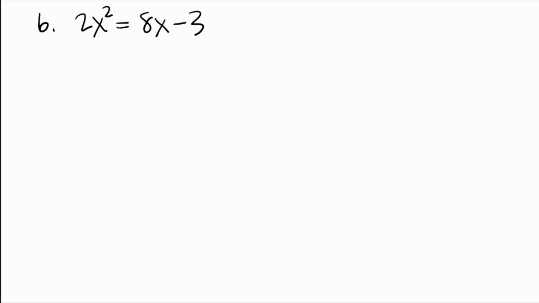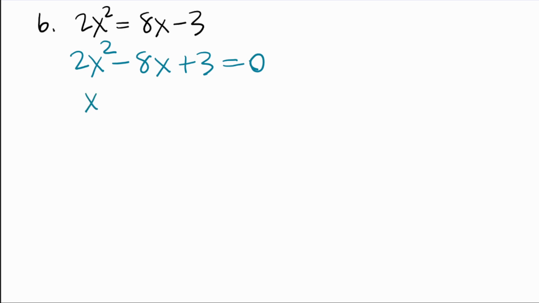And on number 6, we've got 1, and this looks like it needs to be set to 0. Okay, so we can do that. We'll subtract 8x and add 3 to both sides. So I'll have 2x squared minus 8x plus 3 equals 0. Do I know any factors of 6 that add to 8? I know factors of 8 that add to 6, or negative 8 that add to 6. I don't see this happening. 3 and 2, 6 and 1, I don't know what else there would be. No, nothing. Okay, so we're going to use the quadratic formula.